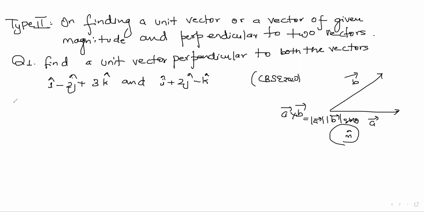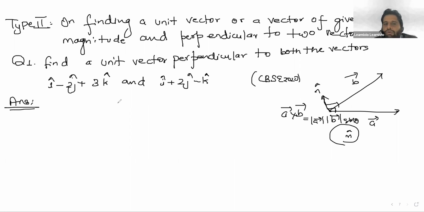It is the perpendicular between A and B. It is a unit vector which is perpendicular to both A and B. It is a unit vector, not a vector. So this will be outwards and this will be perpendicular to both A and B. This is n cap.